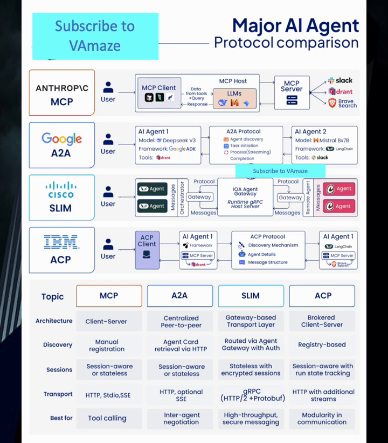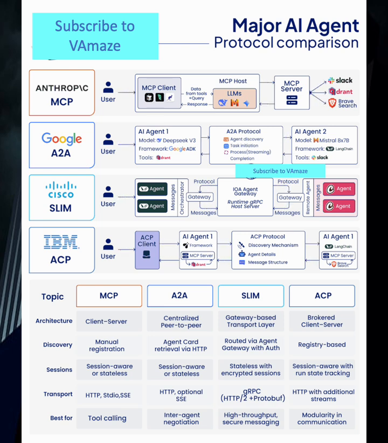Step 2. Gateway infrastructure setup. Message gateway, central routing hub that manages all agent communications. Control plane, handles routing policies, security rules, and traffic management. Data plane, manages high-speed message routing and delivery.